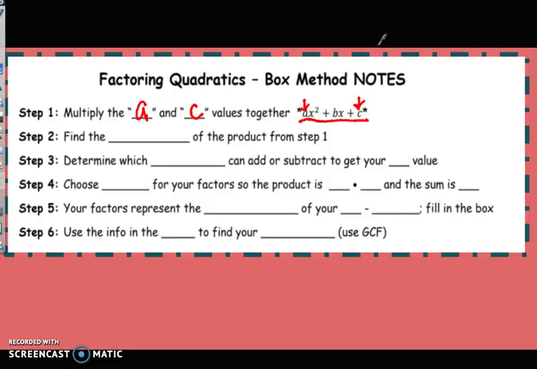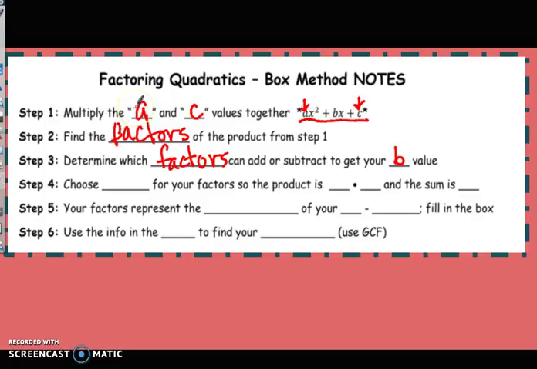Then whatever number we get from that, whatever product that gives us, we find the factors. And what do I mean by factors? Numbers that multiply to give me that product. Okay, so then we're going to determine which factors can add or subtract to get my b value.